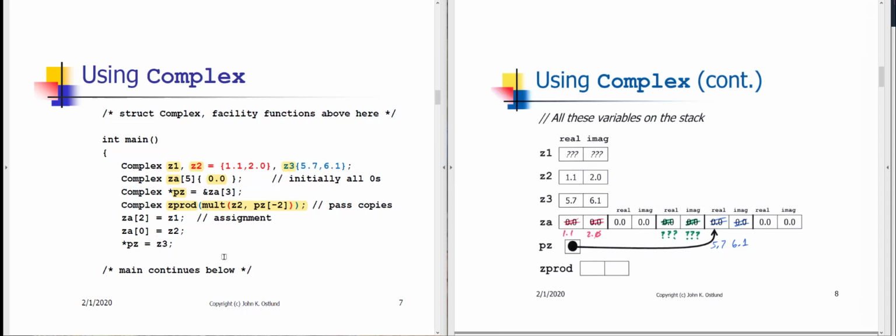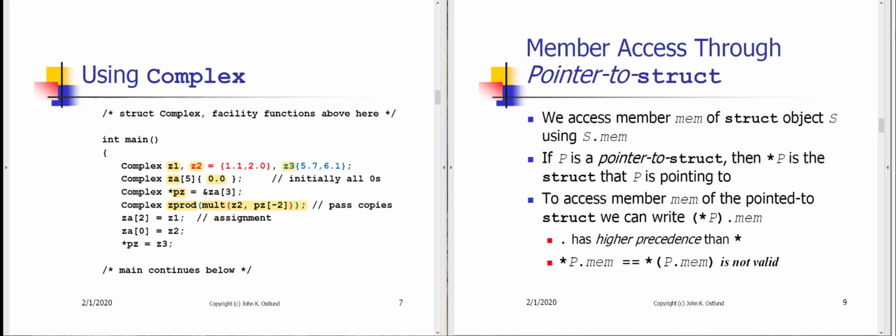Now this main function is going to continue a couple of slides down. Before we get to the remainder of this main function, we do need to talk some more about notation involving structures and pointers to structures. Now, if you have a particular object S that's a structure type with a particular member mem, then as we've already discussed, you can access that mem member by saying s.mem.